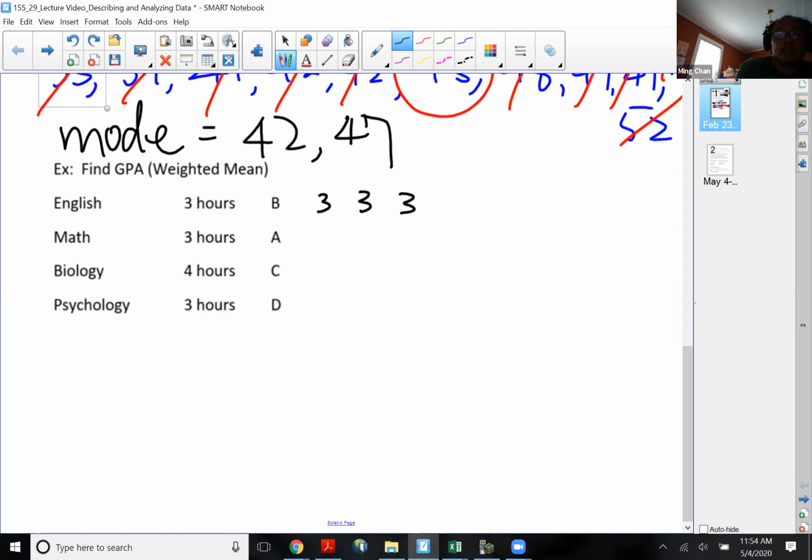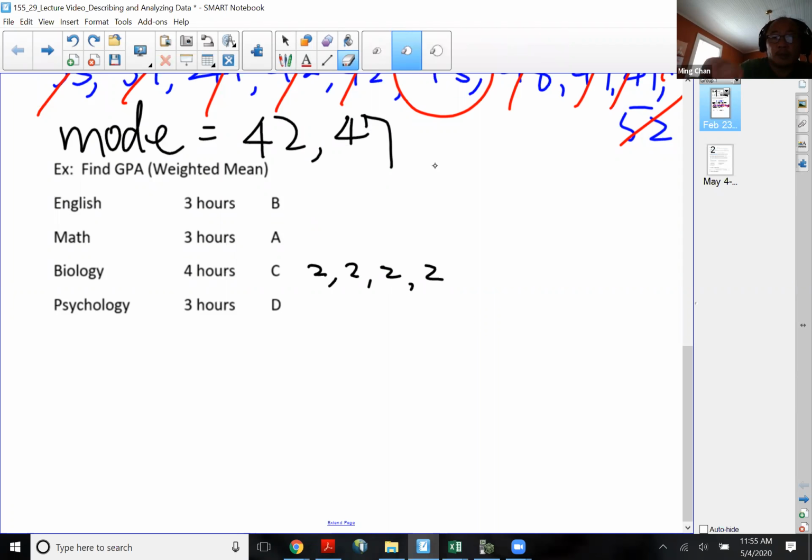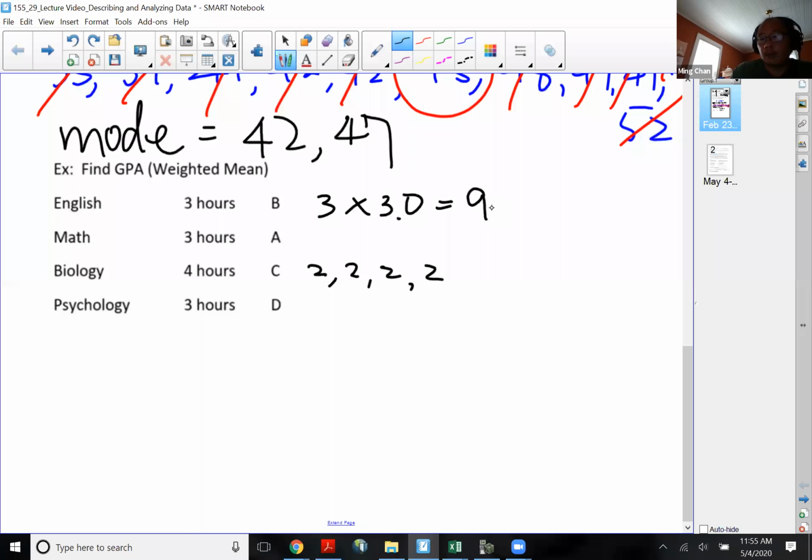If you make a C in the biology class, a C is 2.0. Since biology is 4 credit hours, you make a C per hour, so 4 different Cs. That's 2, 2, 2. We're going to add them all up. Rather than add up 3 plus 3 plus 3, what we can do is take the credit hours, 3, times the GPA. That will give you the sum of your points.